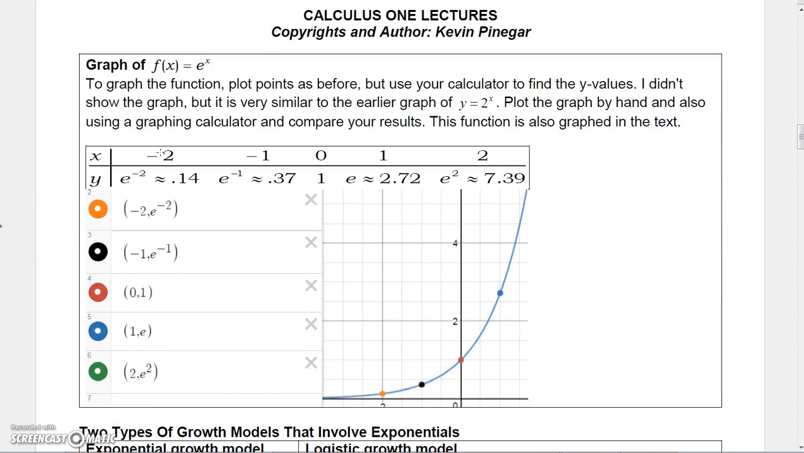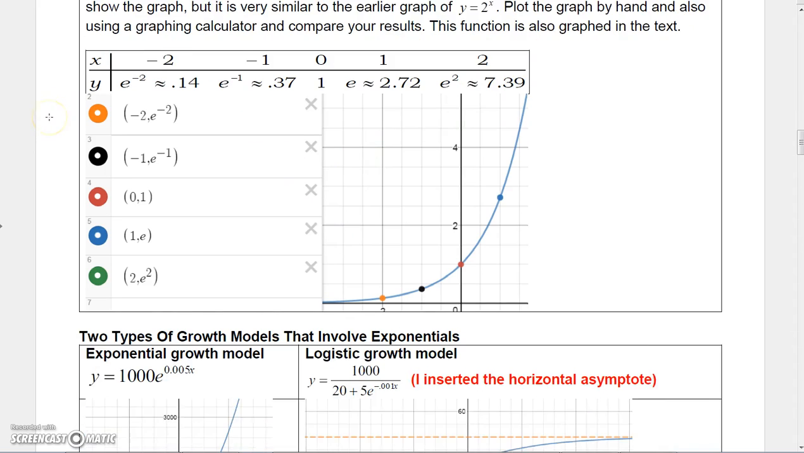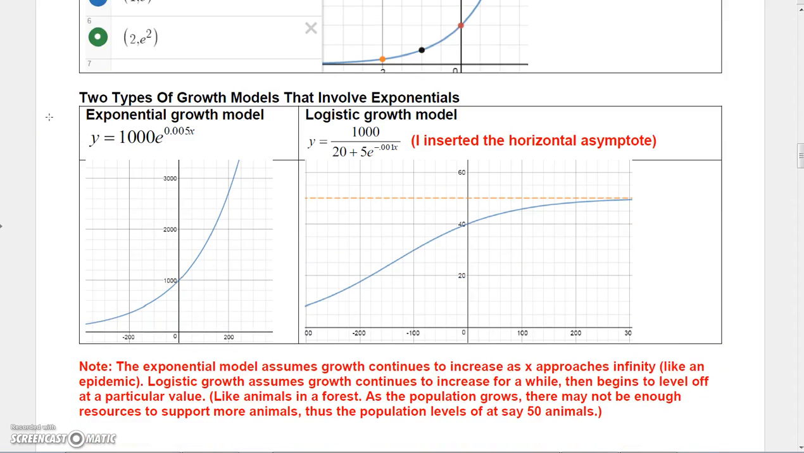Now if you wanted to graph the function e to the x, you could do a table. Like if x is -2, you could grab your calculator and figure out what e to the -2 is, and it's a little more than a tenth. E to the -1 is 0.37, so a little more than a third. E to the 0 is 1. E to the first is just e, which is about 2.72. And then e squared is about 7.4, which would be way up here somewhere. So you can graph it that way.